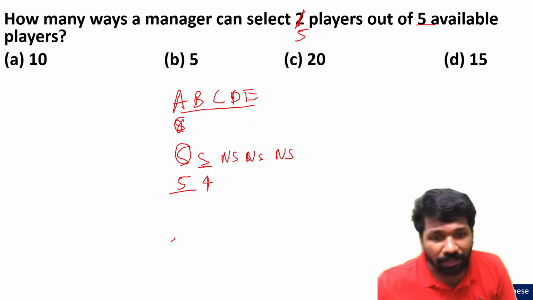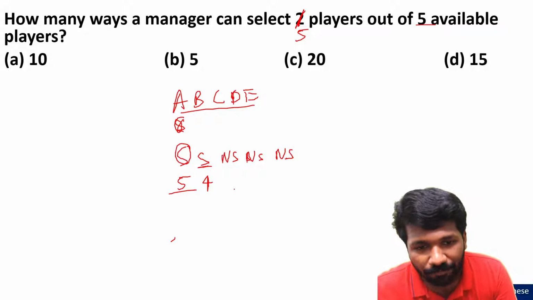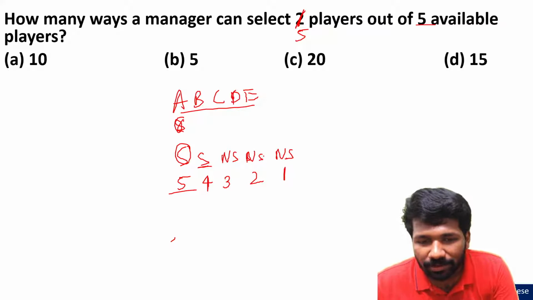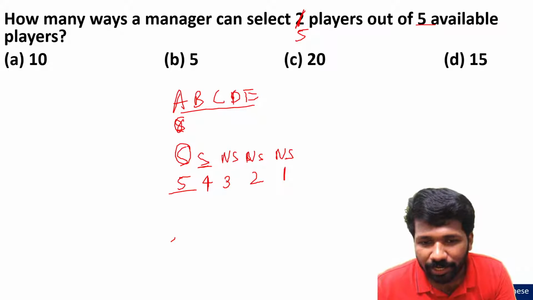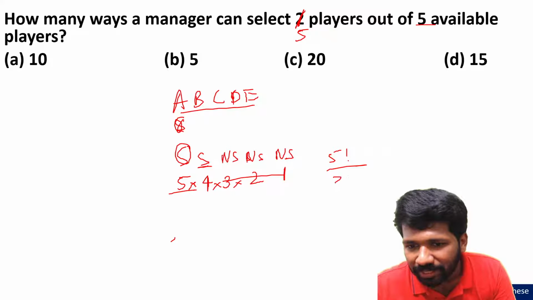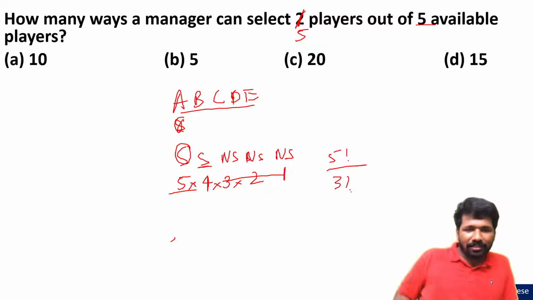If all the 5 could have been selected, it could have been 5, 4, 3, 2, 1. But the last three people are not selected at all. So only 5 into 4 is needed. But this can be written as 5 factorial by 3 factorial. Now, are you agreeing with this? 5 into 4 also can be written as 5 factorial by 3 factorial.